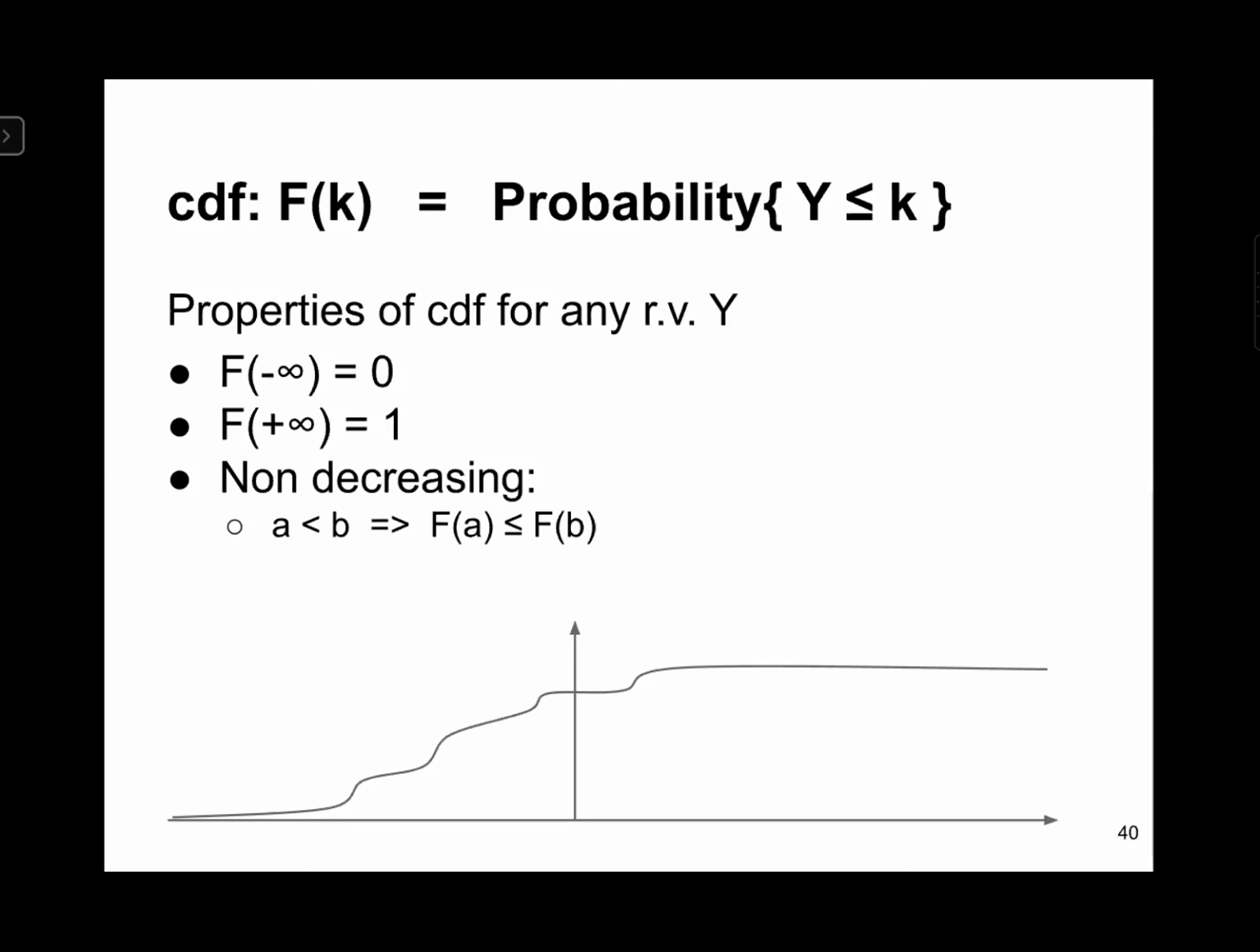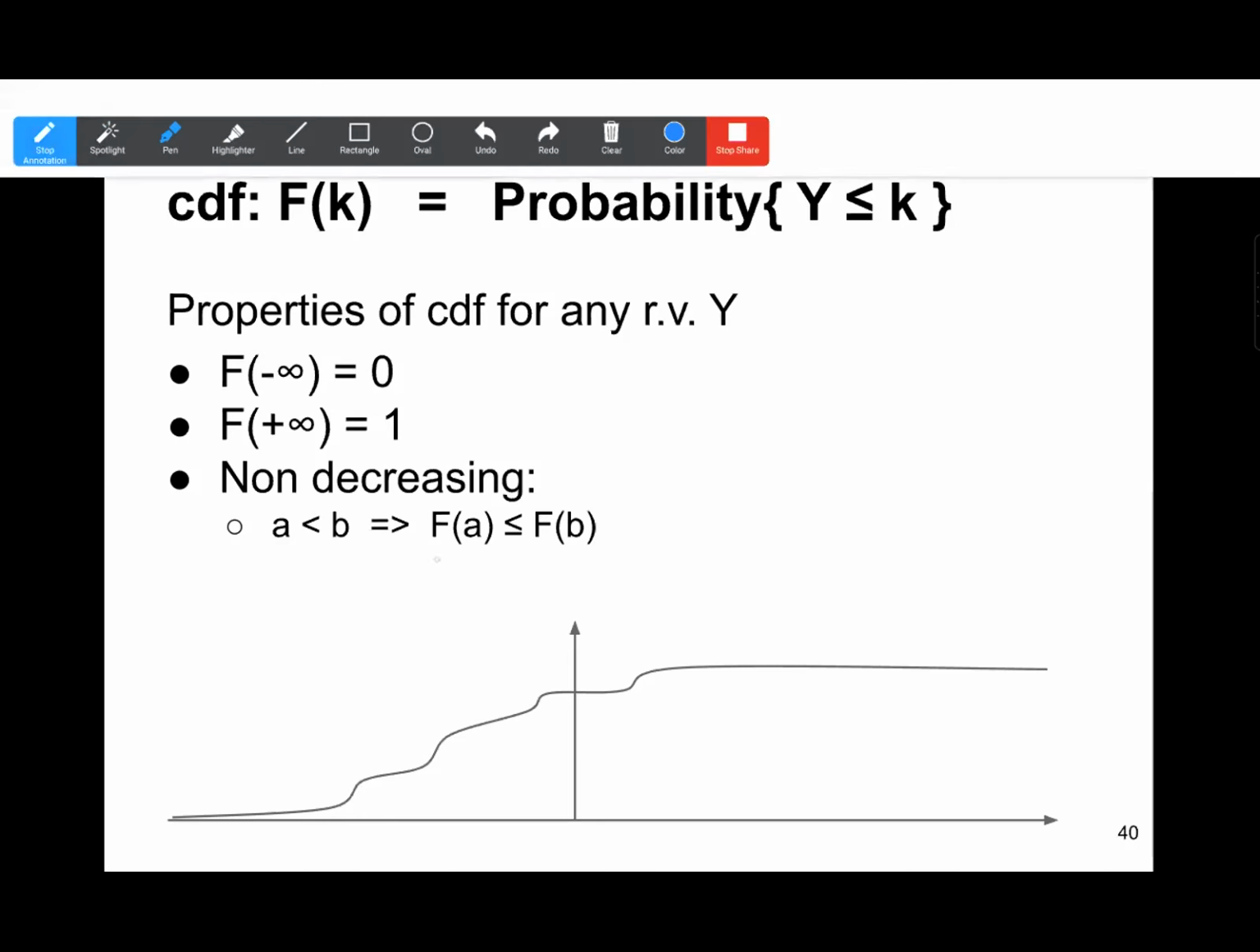So if you have two numbers, A and B, and A is smaller than B, then the probability that your random variable is at most A should not exceed the probability that your random variable is at most B, right? Because being smaller than A also means that you are smaller than B. So the probability of being smaller than A is smaller or equal to the probability of being smaller or equal than B. And that's what essentially is said here.